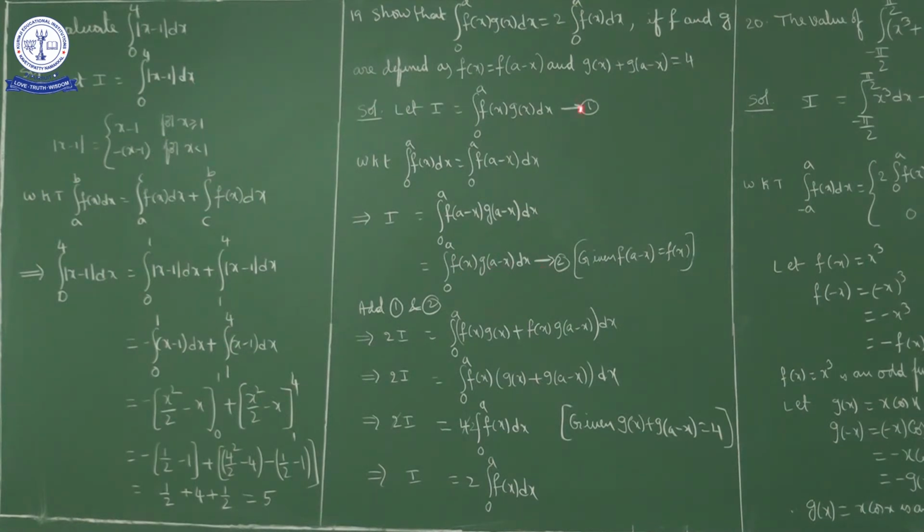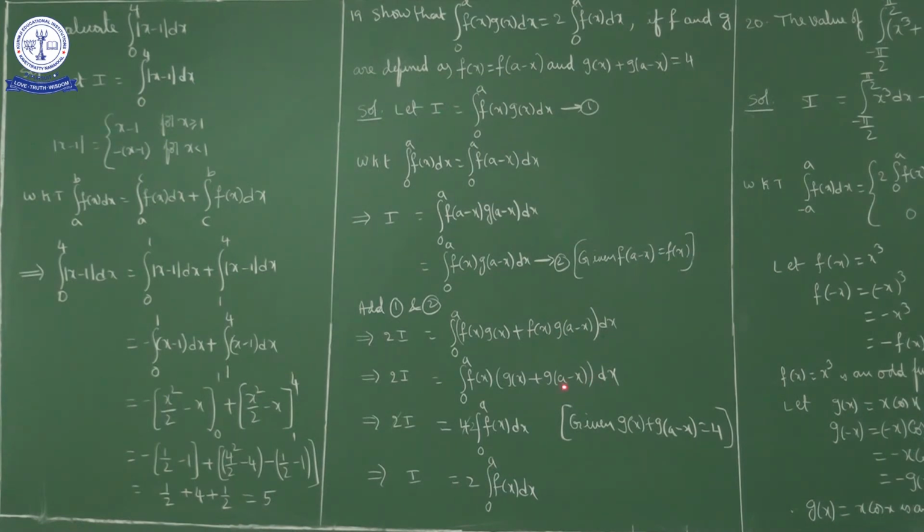Now by adding 1 and 2, left hand side is how much? 2I. Right hand side: integral 0 to a f of x g of x plus f of x into g of a minus x dx. So from this one and this one we'll take f of x common. So what we have, 2I is equal to integral 0 to a f of x into g of x plus g of a minus x dx.